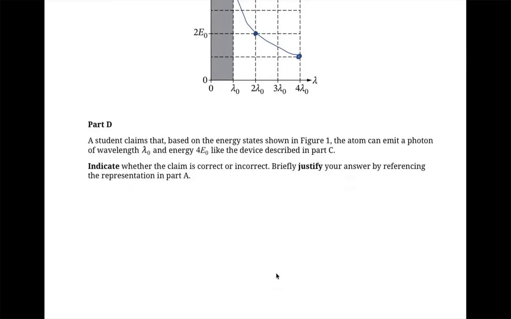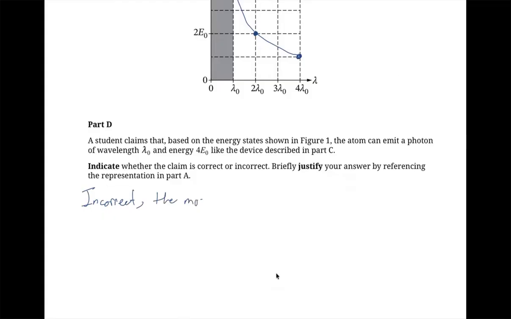All right, part D. A student claims that based on the energy states shown in figure 1, the atom can emit a photon of wavelength lambda naught and energy 4 E naught, like the device described in part C. Indicate whether the claim is correct or incorrect. I believe it's actually incorrect because we saw in part B that the change in energy of the atom was only 3 E naught. Incorrect.